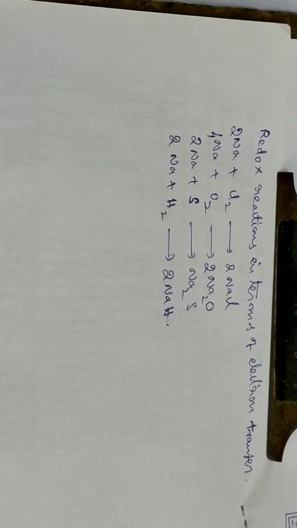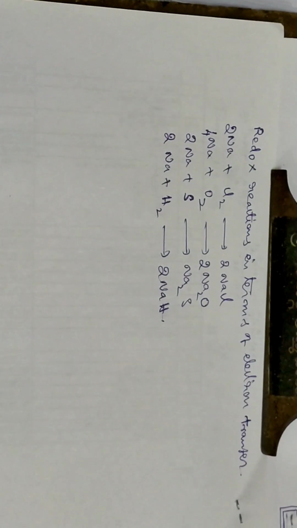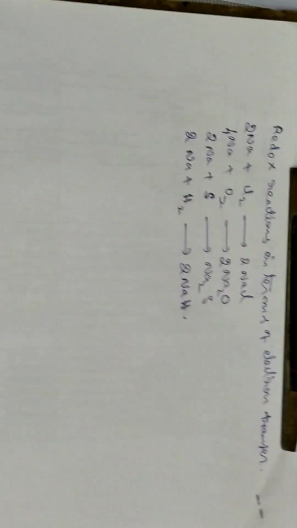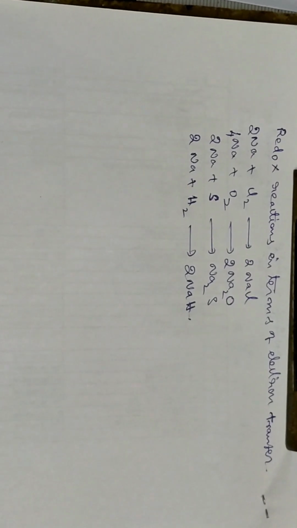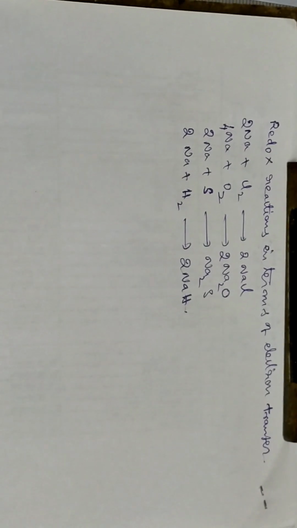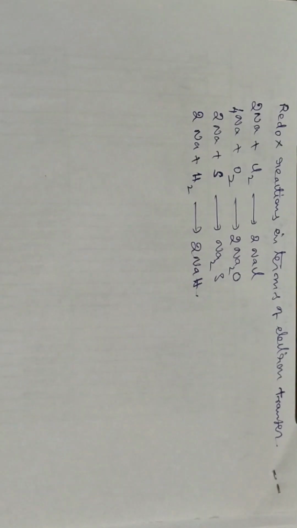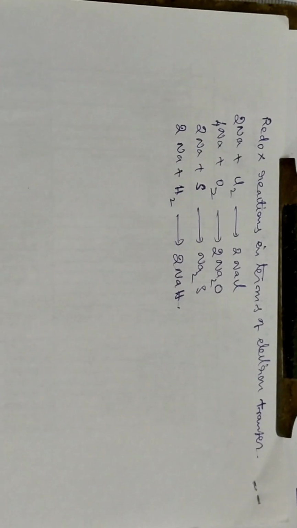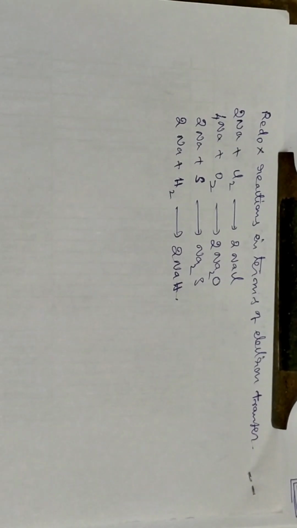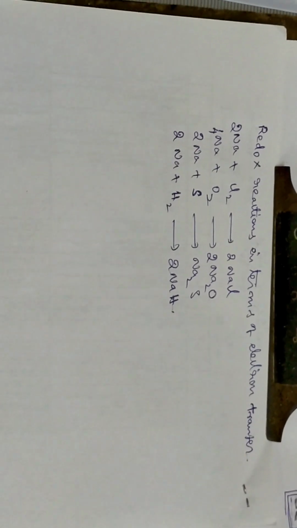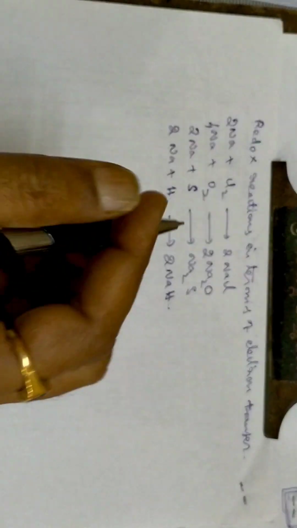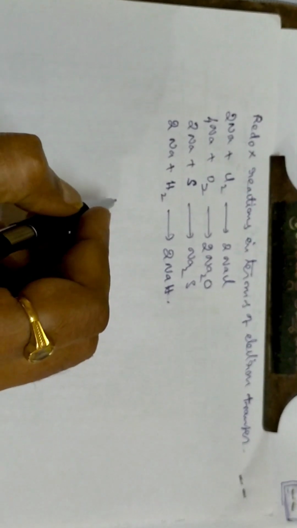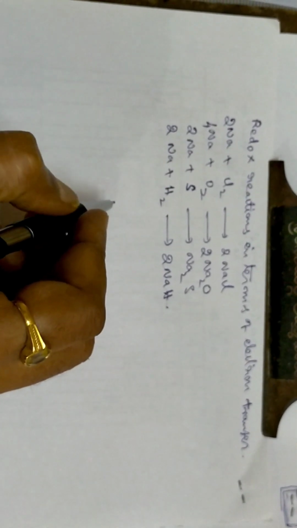Now today furthermore we are going to classify the redox reactions. But here we will start with redox reactions in terms of electron transfer, how we can represent them easily. Finally, all the equations or problems can be solved in an easy way. So we will see this.